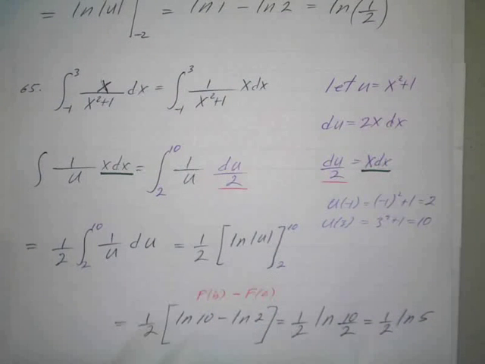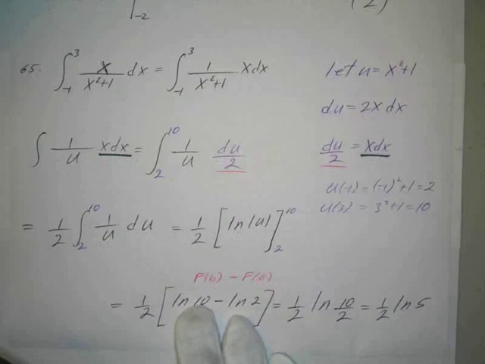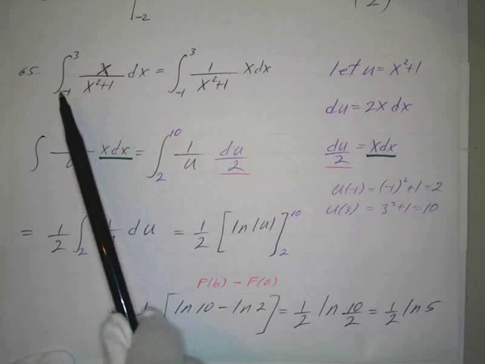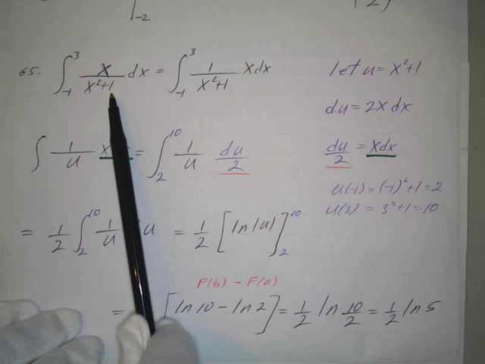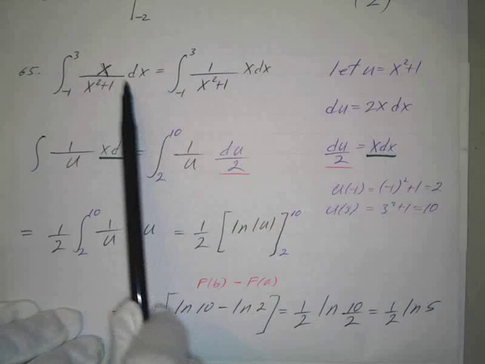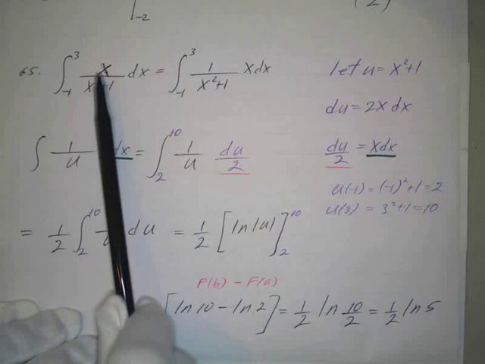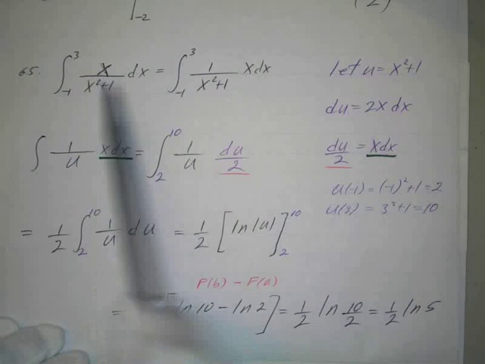And the last one here, number 65. This is the last of the set, I believe. Bring this up just a little bit more. There we go. Okay. The integral from -1 to 3 of x over x squared plus 1 dx. And again, we want to look at the bottom. What's the derivative of x squared? 2x. So I've got the x there, so I can try to get another 1 over u du.